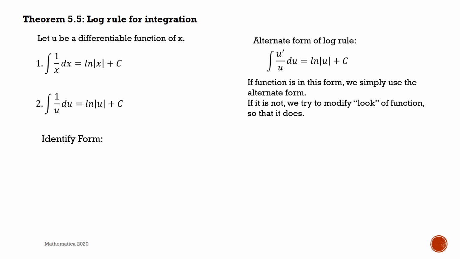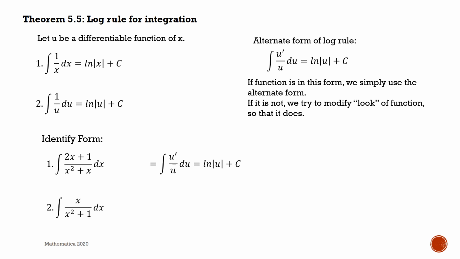So first and foremost, we need to be able to identify the form. The first one, we have the antiderivative of 2x plus 1 over x squared plus x. Okay, it's a quotient, so far so good. Now, if I were to take the derivative of x squared plus x, I would end up with 2x plus 1. Excellent. It actually fits the form.